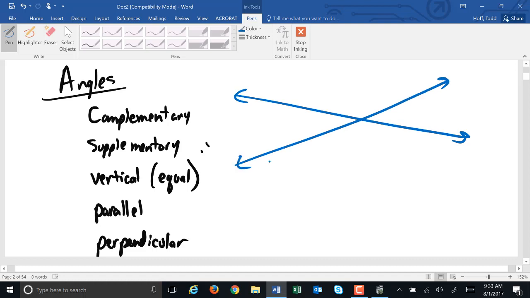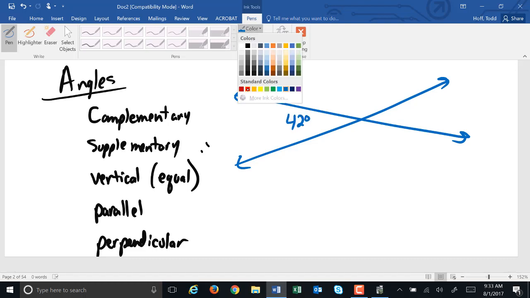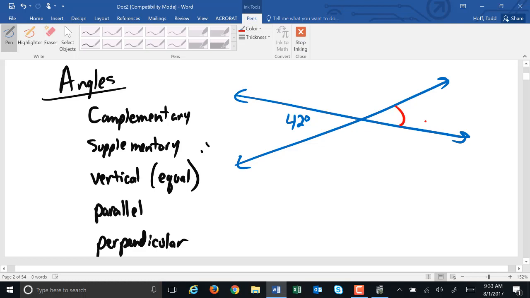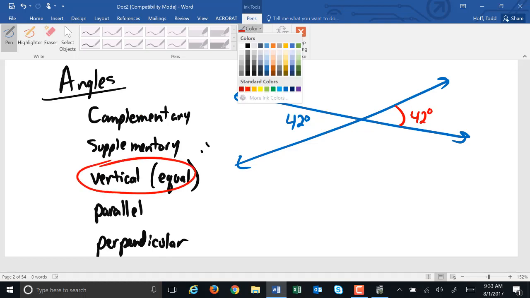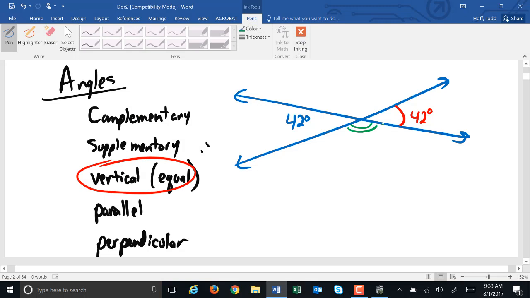So if I give you that this angle here is 42 degrees, what is this angle right here? 42 degrees. Those are vertical angles. What's this angle right here have to be? 138 degrees. It's 180 minus the 42 to get 138 degrees. Those are the supplementary angles.